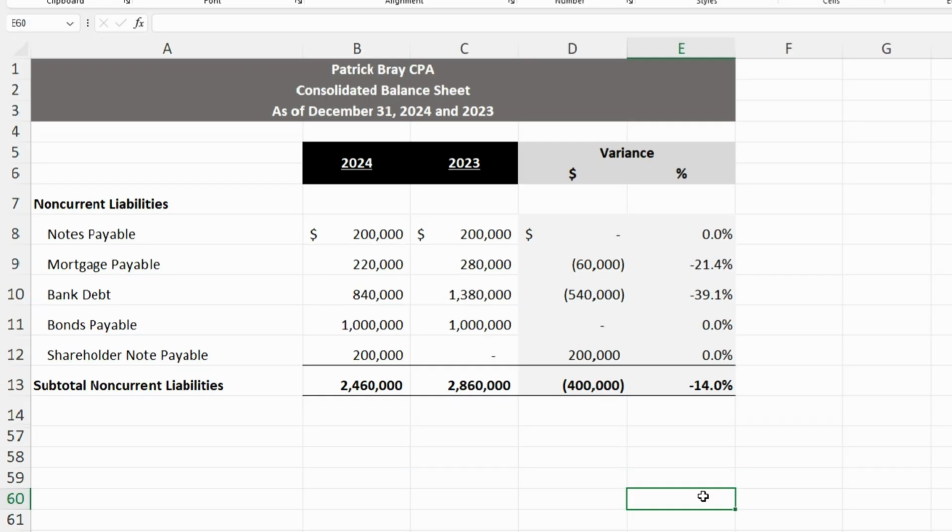All right, that's non-current liabilities. 5 types of non-current liabilities you can see on a balance sheet. These are liabilities that are not due within the year. That is why they're non-current.